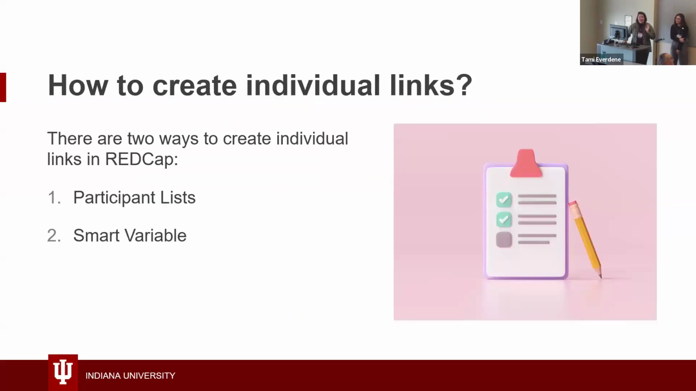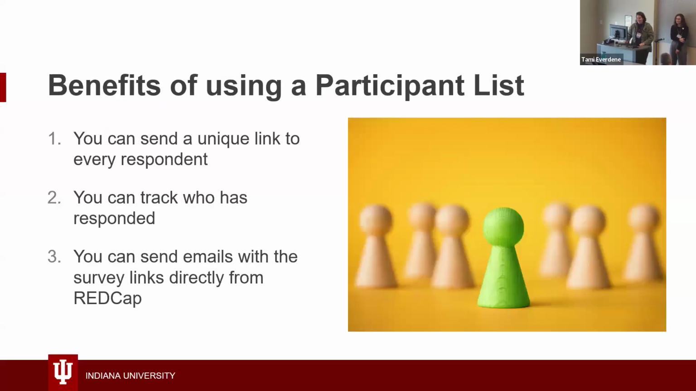Okay, so now we're going to talk about how to create those individual survey links. There are two ways of doing it. One is the more standard way, which is the participant list, and one is a way that we at the Center for Survey Research do it. For a bunch of reasons, it's a little more complicated, but it's a lot more fun.